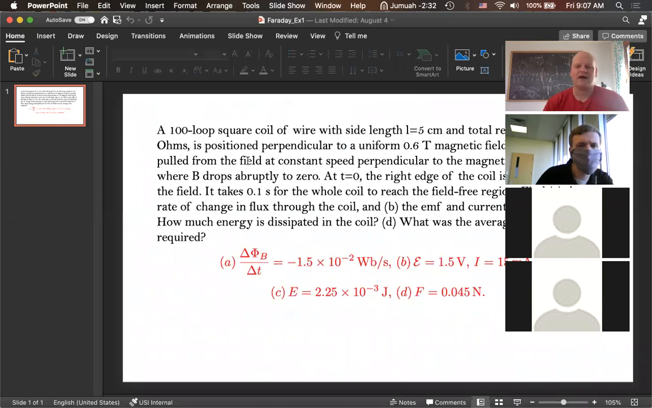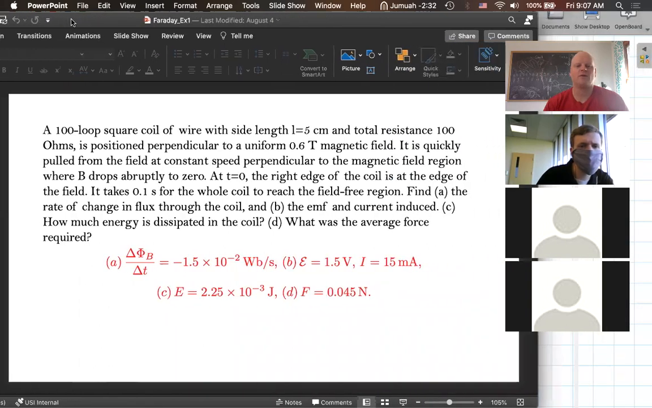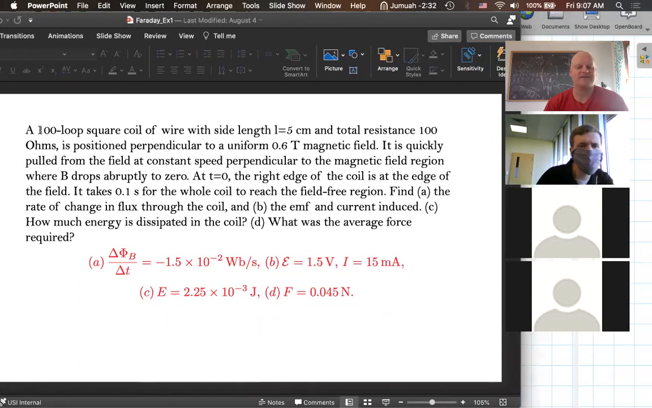So this one says we have a 100 loop square coil. So basically I have 100 loops, so N in this case is equal to 100. Square coil of side length L equal to 5 centimeters and has a total resistance of 100 ohms.